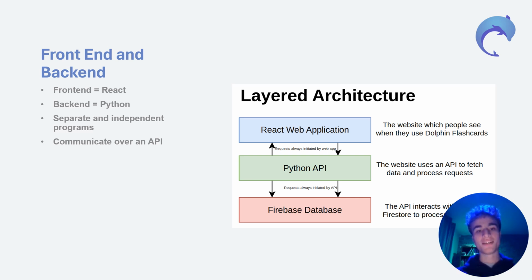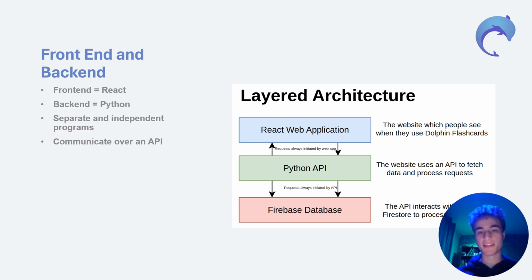So the front end is coded in React and the back end is coded in Python, and they're separate and independent programs, and they communicate over something called an API, so an application programming interface. So this means that you can run the front end program on its own without running the back end, and you can run the back end without running the front end. But of course, to properly use them, they need to work together and they need to run together. Otherwise, they won't really work properly. But you can run them independently, so they're kind of separated and they're independent.